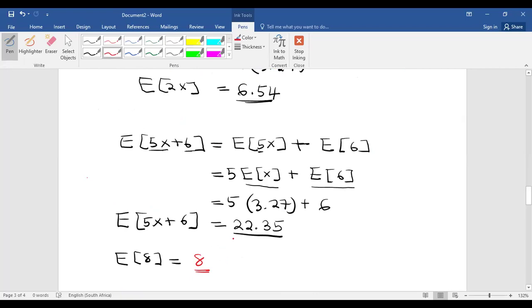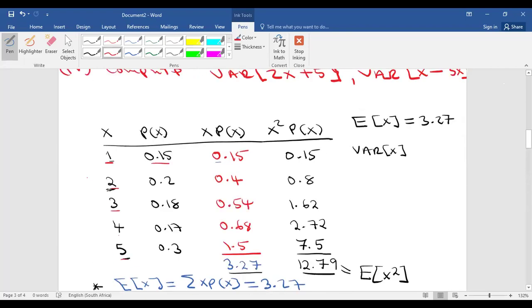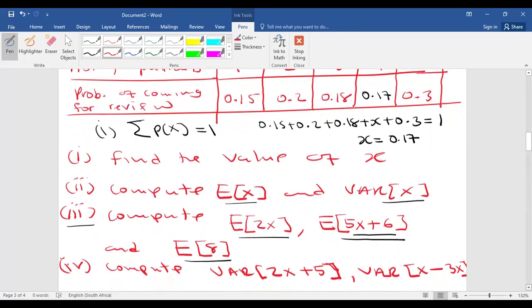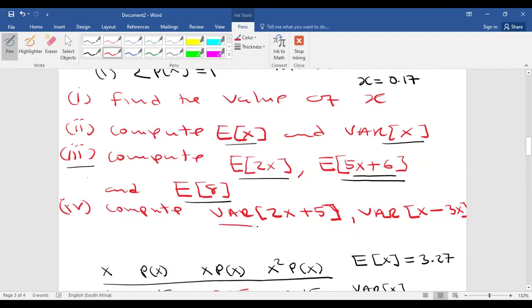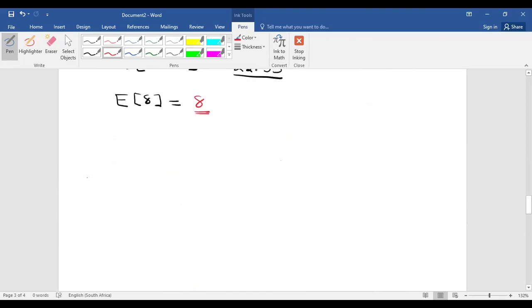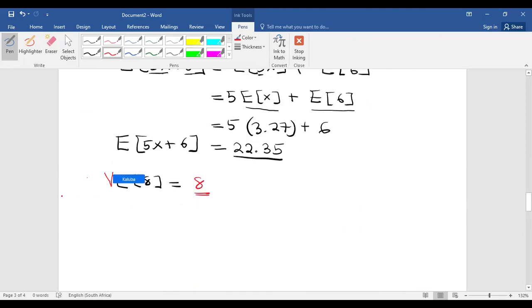So we've answered the given question 3. We can proceed to question 4. What was question 4 asking us to find? Question 4 asks us to compute the variance of 2x plus 5. So we are required to compute number 4, variance of 2x plus 5, like that. So we apply the linear property.